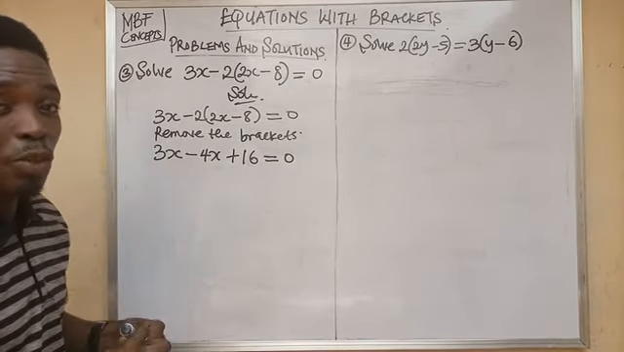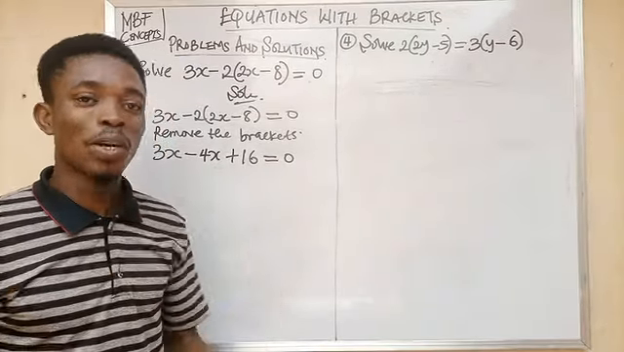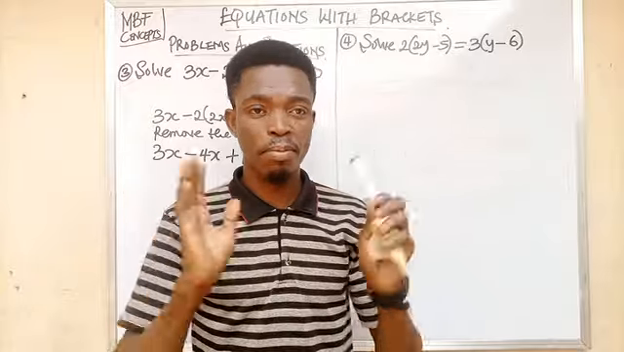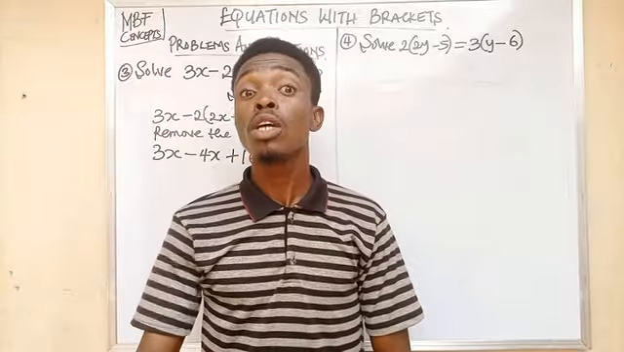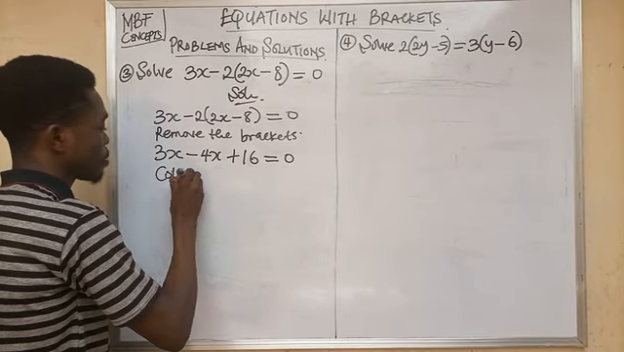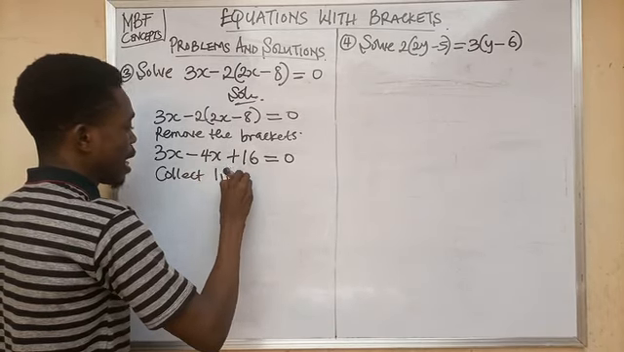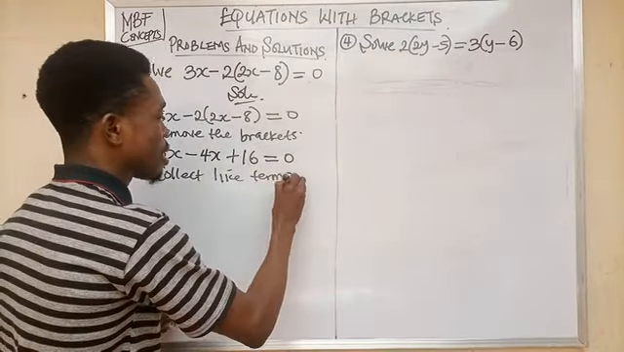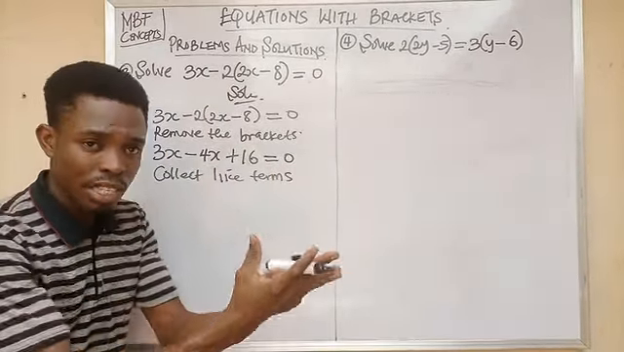Guys, what do? The next thing we do is what? To collect like terms. Guys, this is very simple. Very, very simple, guys. So simple. Now, the next thing we do is that we will simply say collect like terms. So by collecting like terms, we therefore mean that variables should occupy the left hand side and constants should go to the right hand side.